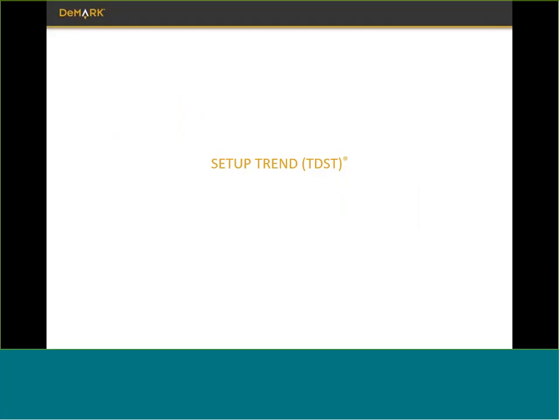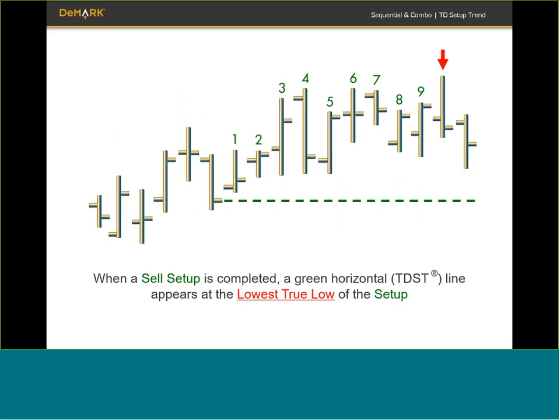So after the setup is complete, after we look for the perfection, we also establish with that 9 what we call the TDST or TD setup trend level. If you're an experienced DeMark on CQG user, note that the TDST is carved out as a separate indicator because some people look at TDSTs exclusive of the counts, or some people would look at the counts excluding TDSTs. But the TD setup trend is drawn from the start of a given setup in terms of price.